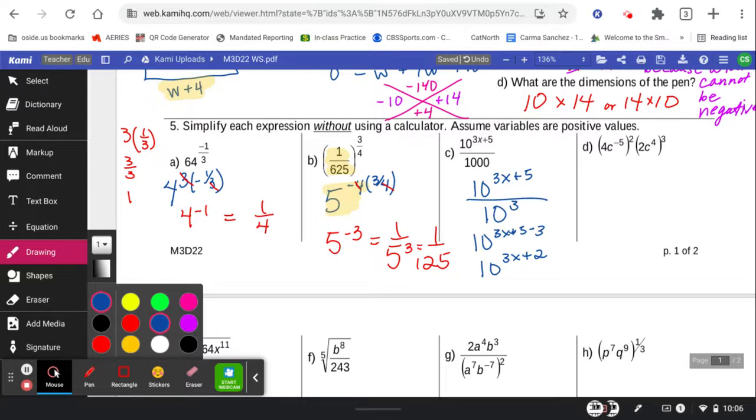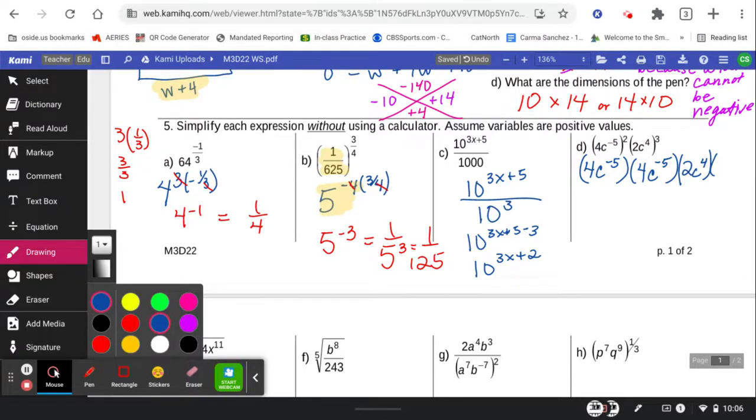Last but not least, this kind of turns into a big mama, so make sure you're prepared. This is definitely on the test. It's 4c to the negative 5th happening 2 times. That's just the front part. And then it's this back part, 2c to the 4th, happening 3 times. So go multiply this out.